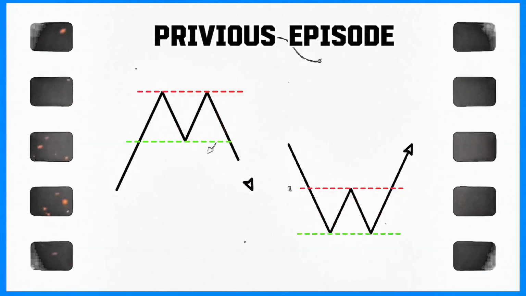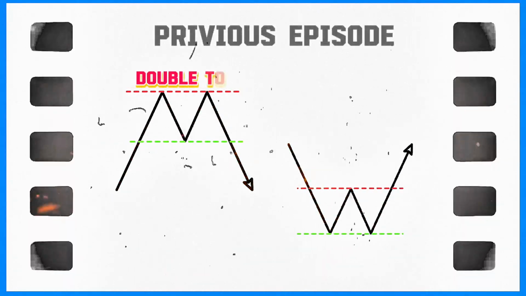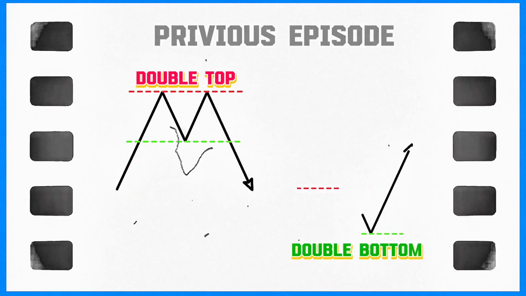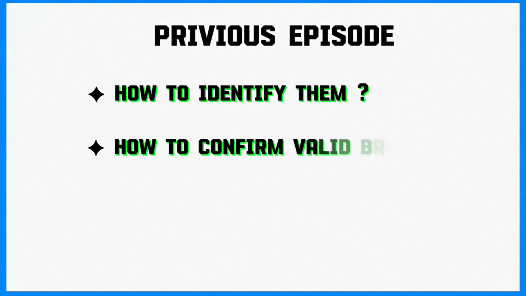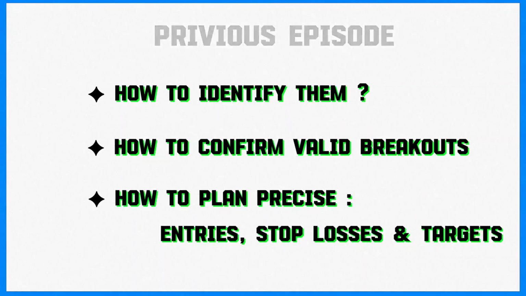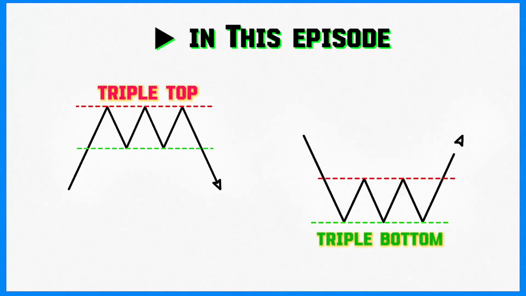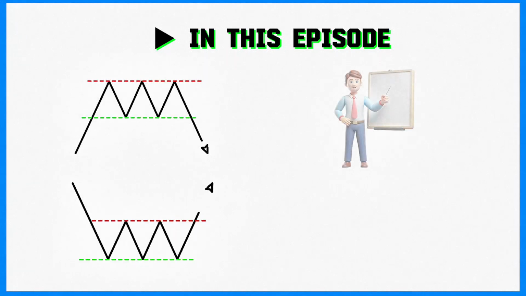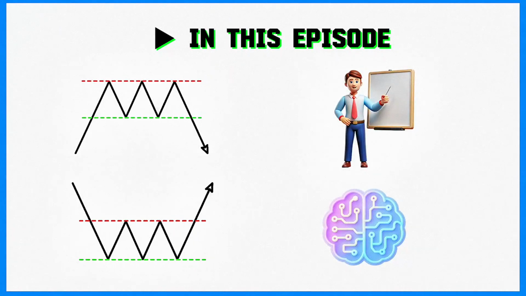In the previous episode, we covered two powerful reversal patterns, the double top and double bottom, where we learned how to identify them, how to confirm valid breakouts, and how to plan precise entries, stop losses, and targets. Now in this episode, we'll move one step ahead and talk about the triple top and triple bottom patterns. These patterns are simply advanced versions of the double top and bottom, and once you understand their structure and psychology, you'll know exactly how to catch stronger reversal moves in the market.